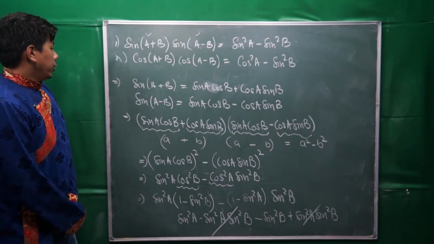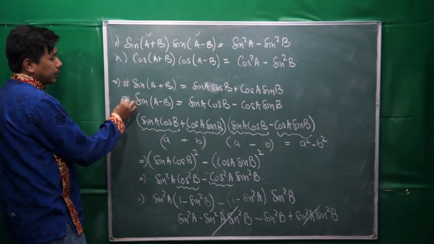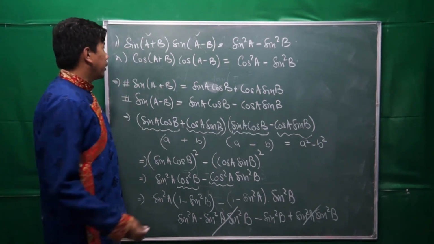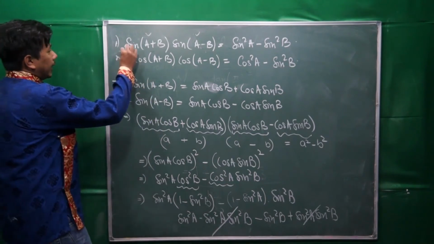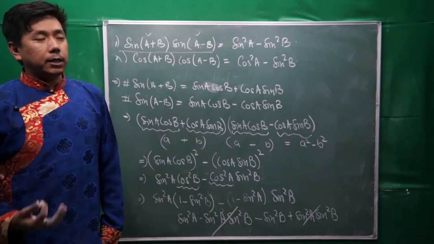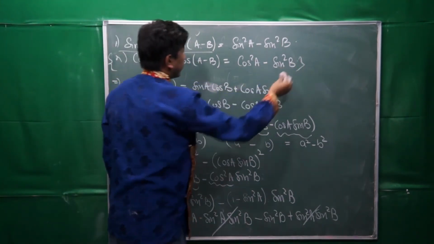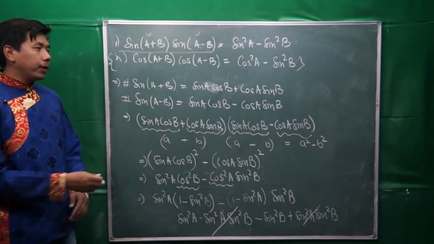Simple. So what we did was we used the previous formula and we derived a new formula which states sin(a+b) into sin(a-b) equals sin²a minus sin²b. Likewise, you can use the same method of proving for this other formula as well.